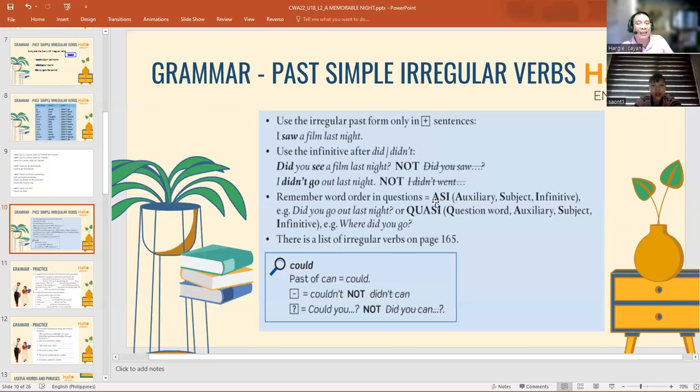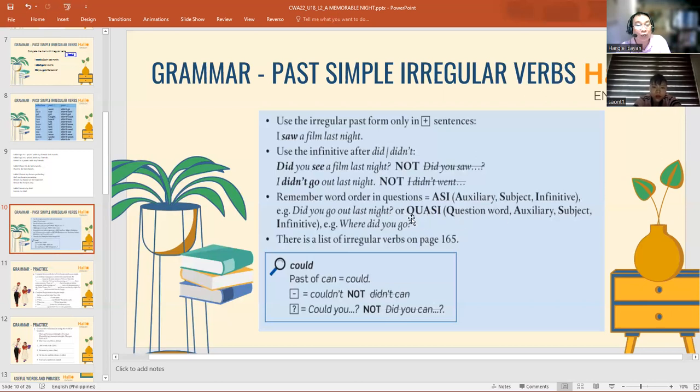ASI, auxiliary, subject, infinitive. The auxiliary means did, for example. Then after that, the subject. Then after that, the infinitive. For example, did you go out last night?